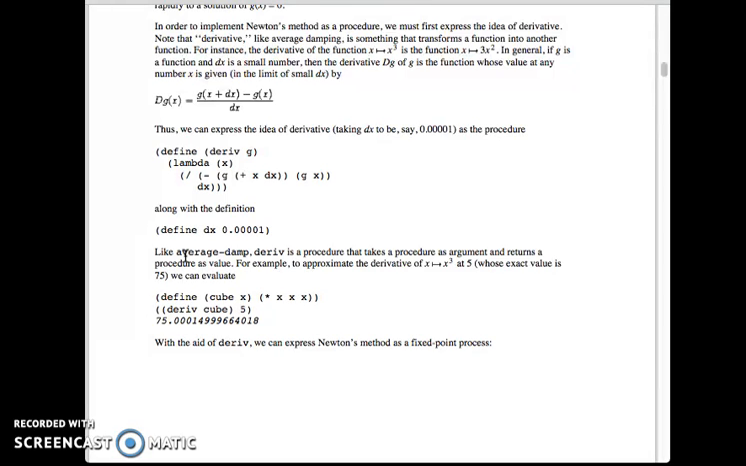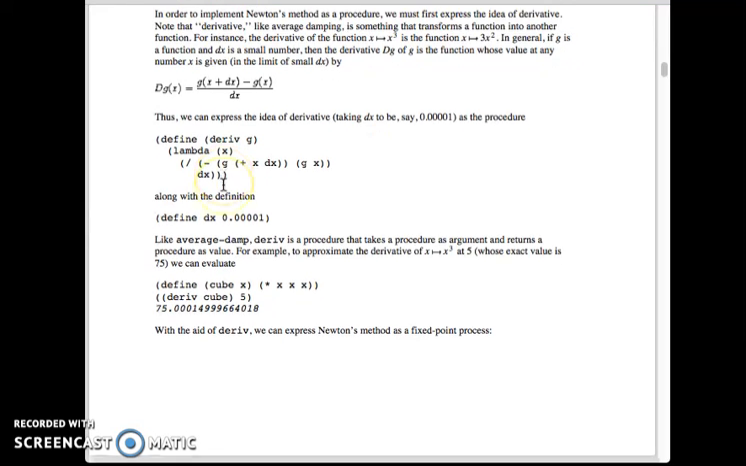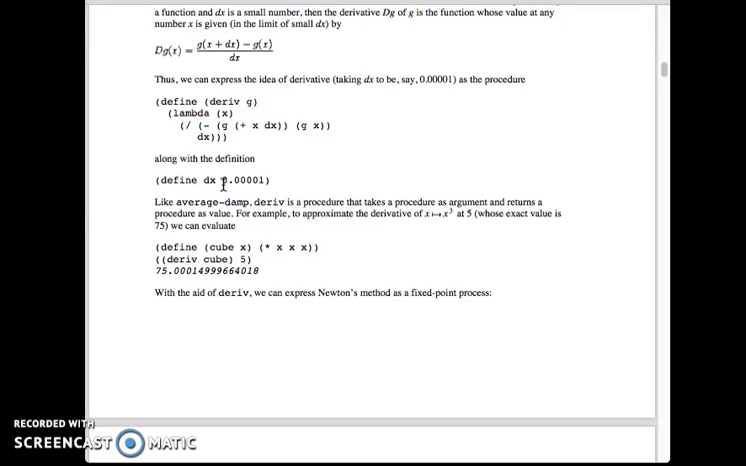For instance, the derivative of the function x maps to x cubed is the function x maps to 3x squared. In general, if g is a function and dx is a small number, then the derivative of g is the function whose value at any number x is given, in the limit of small dx, by Dg of x equals g of x plus dx minus g of x, all over dx. Thus we can express the idea of derivative by taking dx to be, say, 0.00001.